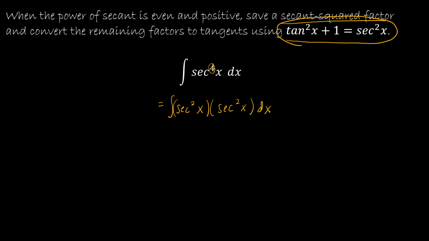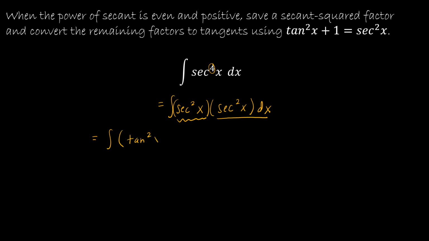So I basically have 2 sets of 2. One of those I'm going to save. So I'm going to save this guy to be used as essentially a derivative, because we hopefully know that when you take the derivative of tangent, you get secant squared x, and so that's why we're saving the secant squared x. The first one, we are going to use our Pythagorean identity. So instead of the first secant squared x, I have tangent squared x plus 1, and then I still have secant squared x dx. And of course, I'm just going to multiply that out.